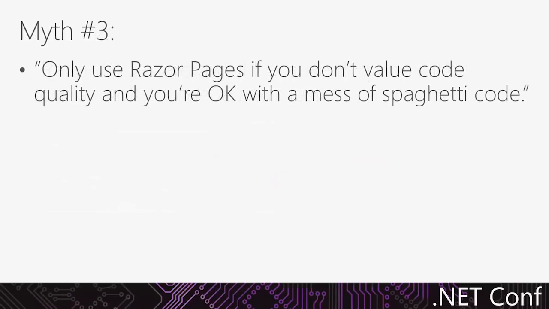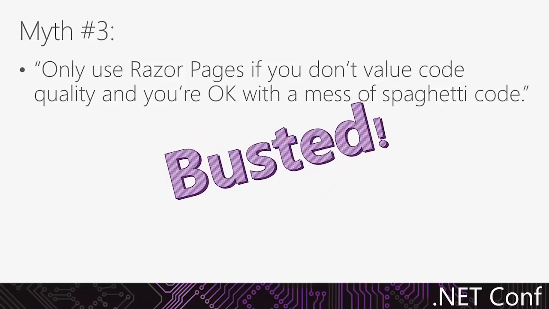And that goes on to the third myth, which I think is somewhat related, which someone said, you should only use Razor Pages if you don't value code quality. You're okay with just having a mess of spaghetti code. There's nothing about Razor Pages that says, hey, why don't you just take all of your logic and your business logic and your validation logic and your data access, mix that all up with your HTML and just create a big mess inside your view, or in this case, your page. Razor Pages don't have to be built like that. I don't recommend that you build them like that. You could build your views in MVC like that if you really wanted to, but you don't. And so I suggest that you don't do that with your Razor Pages either.